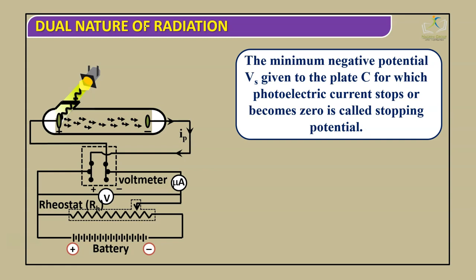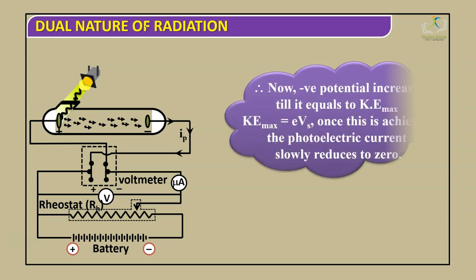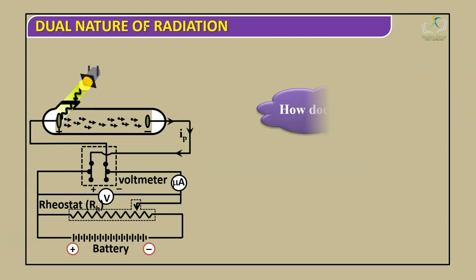The minimum negative potential Vs given to the metal plate C, for which photoelectrons or photocurrent stop and becomes zero, is called the stopping potential. Now the negative potential increases till it equals the maximum kinetic energy, and maximum kinetic energy equals eVs. Once this is achieved, the photoelectric current slowly reduces to 0. How does this happen?